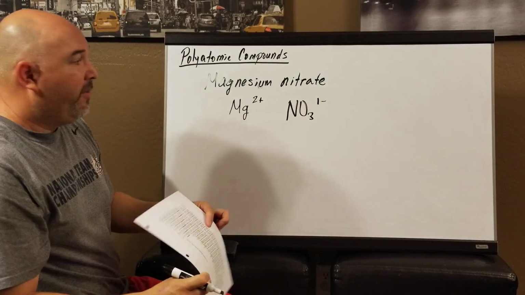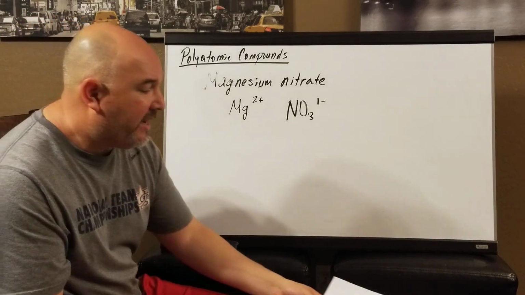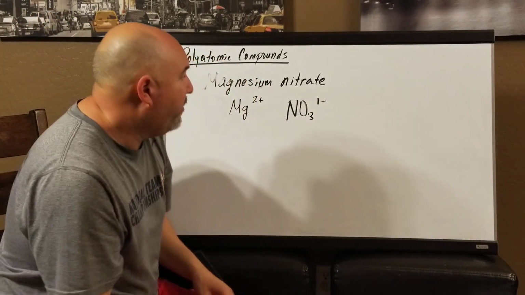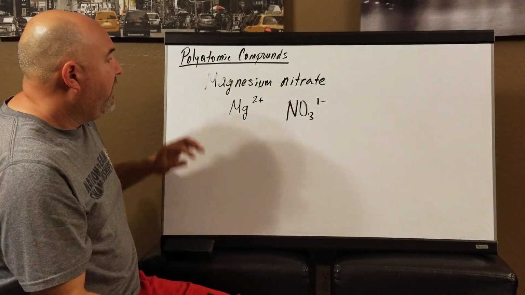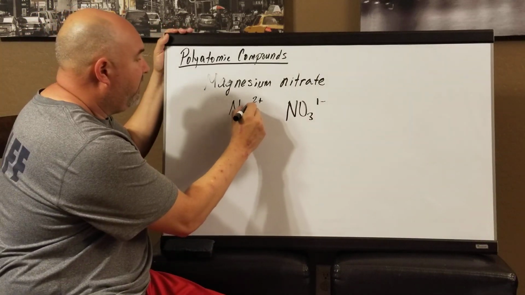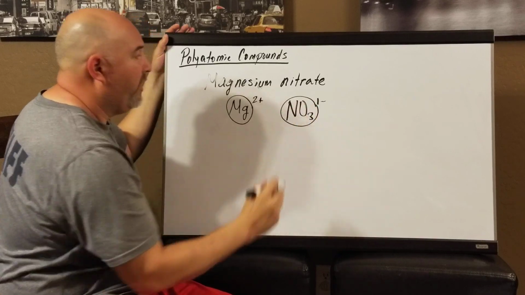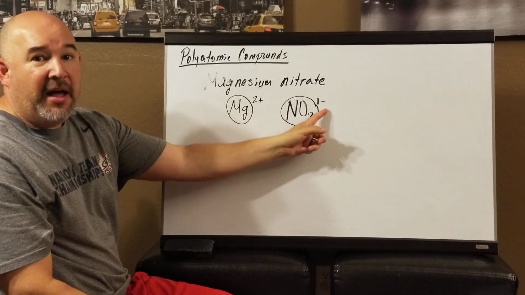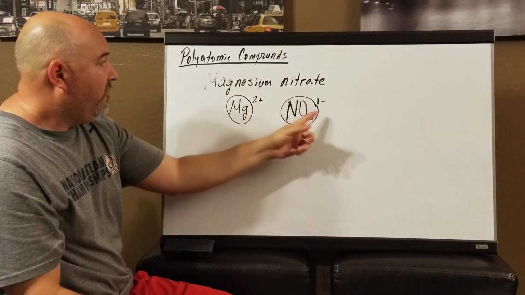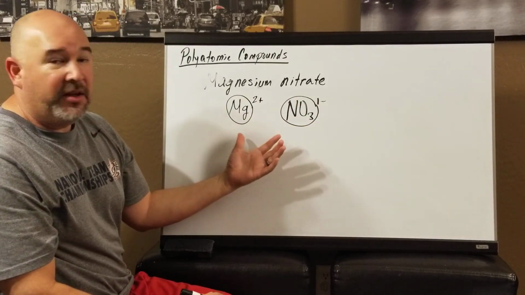Now what I'm going to do is balance my charges just like I did with my binary ionic compounds. In this case, if I look at my charges, this basically tells me that I have one magnesium and I have one NO3, but a 2 does not balance out a 1. So these don't balance, right? So this can't be my formula.